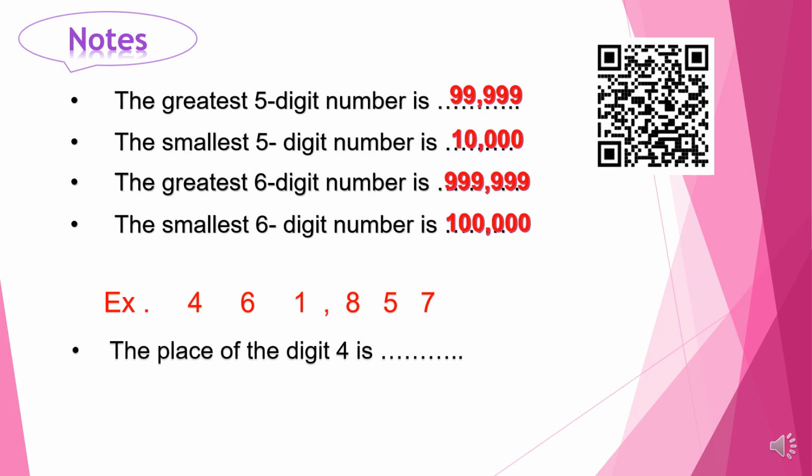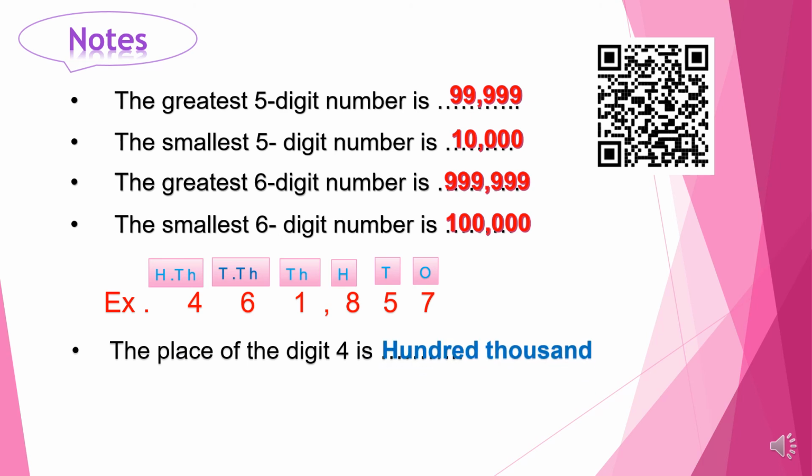The place of digit 4. He is asking me about place. So we will put the places for all digits. Ones, tens, 100, 1,000, 10,000, 100,000. The place of the digit 4 is easy now: 100,000.